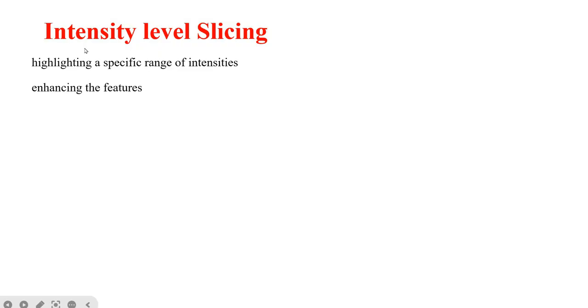Next is intensity level slicing. Here it is highlighting a specific range of intensities in an image which is of interest. The applications include enhancing features such as masses of water in satellite imagery, and enhancing flaws in X-ray images. This process, often called intensity level slicing, can be implemented by using two basic themes.